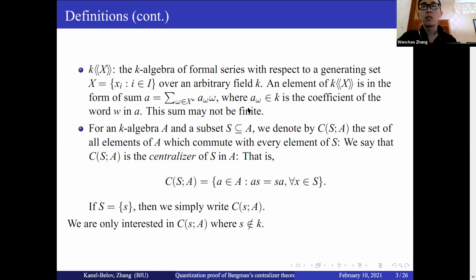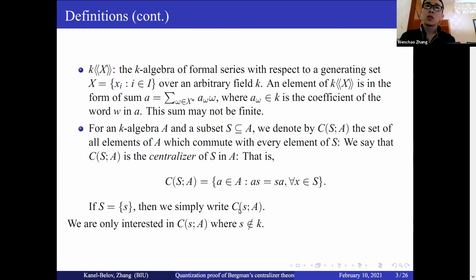And what is the centralizer of an algebra? Suppose we have a K algebra A and a subset S, and we denote by C_A(S) the centralizer of the set S in A, which is all elements that commute with every element of S. So C_A(S) is the centralizer, the elements commuting with everything inside S. Here there is a typo, it should be a small s. Usually we just consider a one-element set S, so we simply write it as C_A(s).